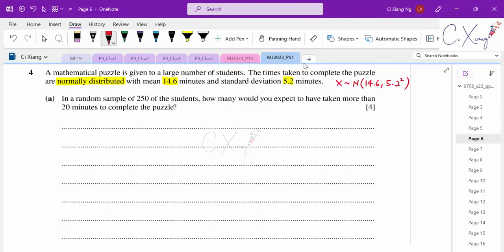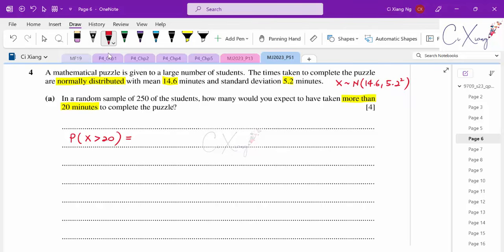Okay, in a random sample of 250 of the students, how many of you would expect to take more than 20 minutes to complete the puzzle? Before we can find the expected value from 250 students, the very first step is we need to find the probability that X, the time taken, is greater than 20 minutes. After you get the probability, only then do we multiply by 250 to get the expected value.